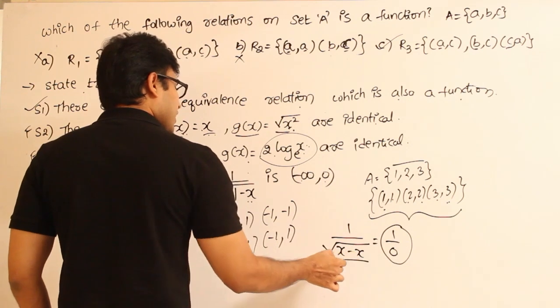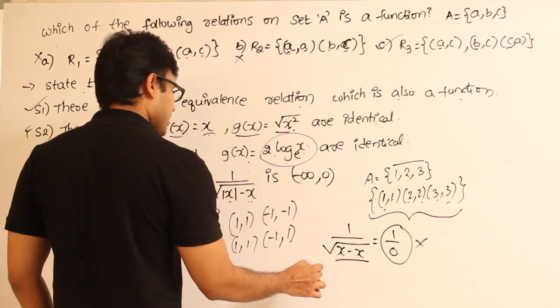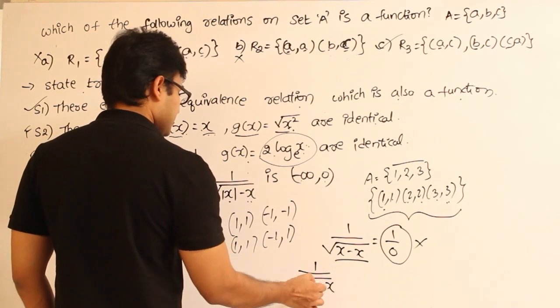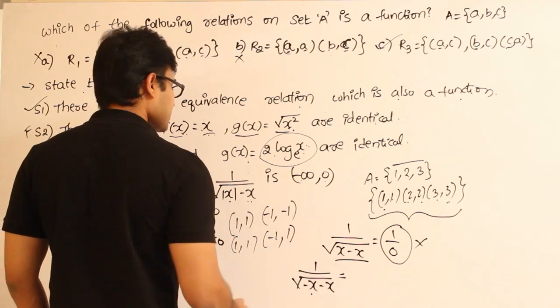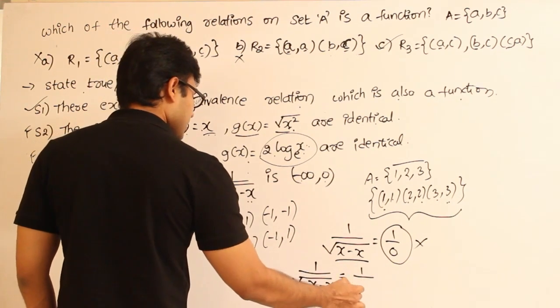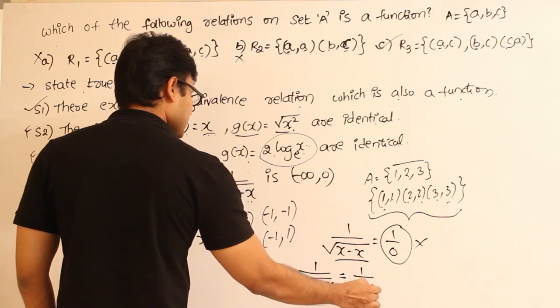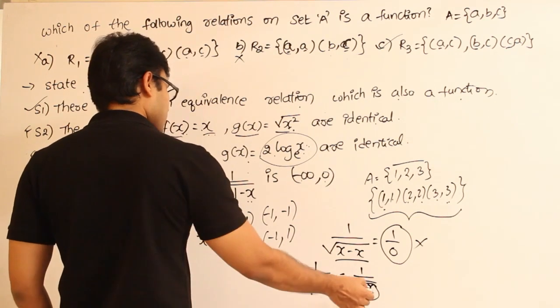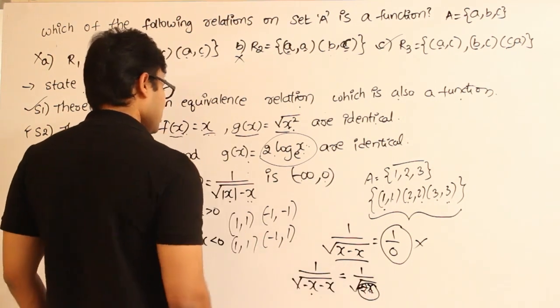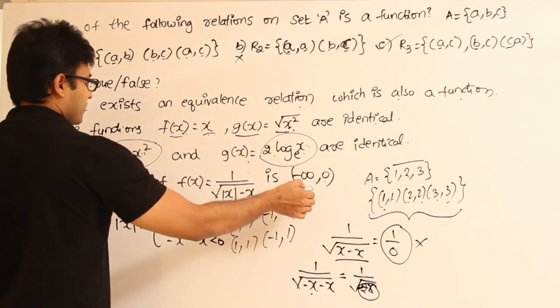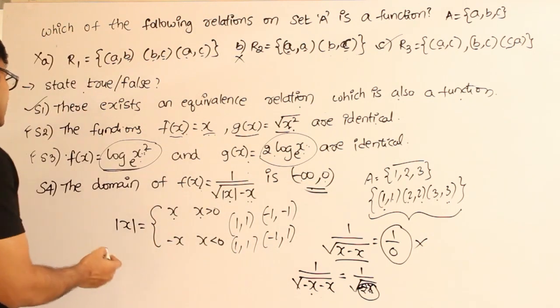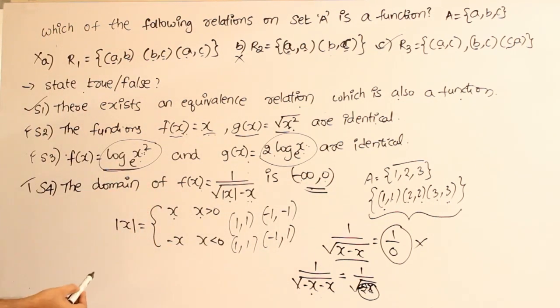Therefore for positive values the function is not defined, but for negative values, when x is less than 0, mod x is going to be minus x. Then it is going to be 1 by square root of minus 2x, right? But since x is less than 0, this entire minus 2x is going to be positive, and so it is defined. It is not defined for 0 or positive numbers, but it is defined for all the negative numbers, and so the statement is true. The domain of this function is as given, this is true.